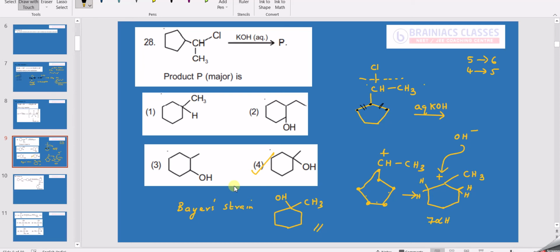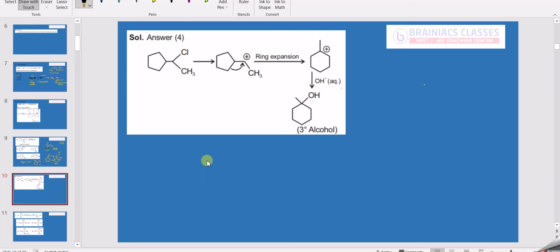Hello, dear students, did you understand? Yes, sir. Okay, you can see again: in the first step chlorine will go away, then the positive charge will come here, then it will check whether the nearby carbon atom has a ring or not. If it is a 5-membered ring, it will switch to a 6-membered ring. Don't think that if 6 is there, it will go to 7. No, the expansion only goes up to 6.